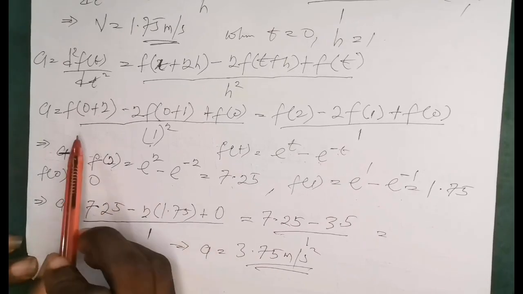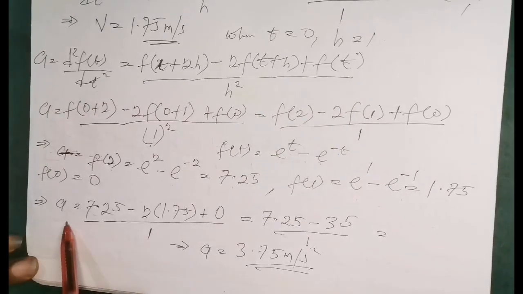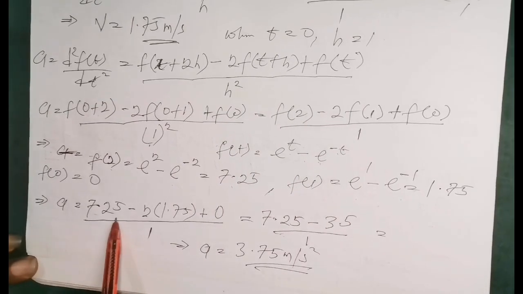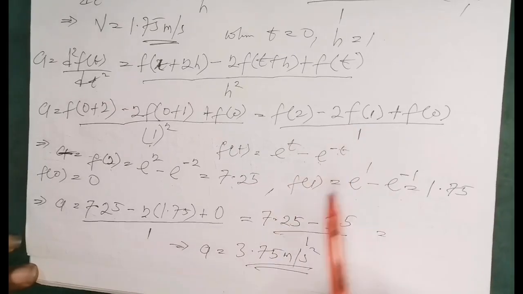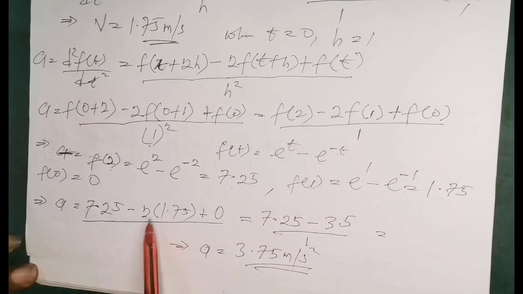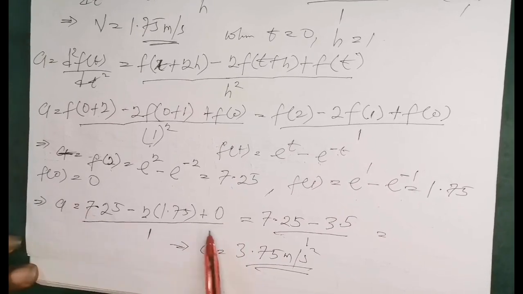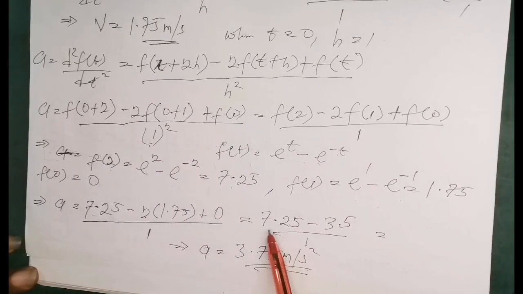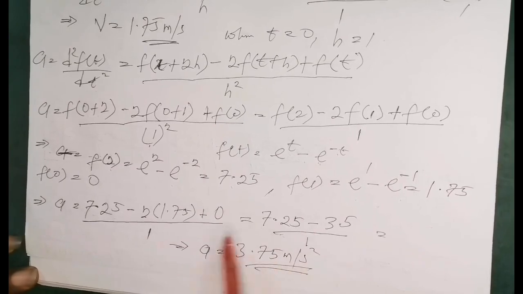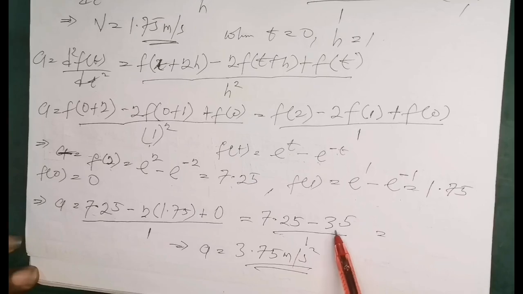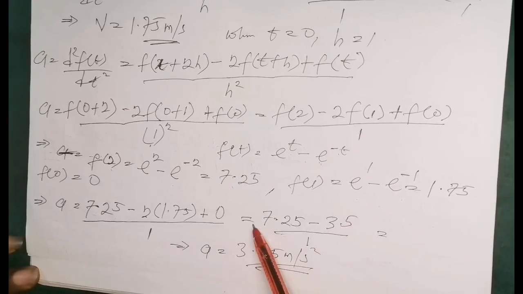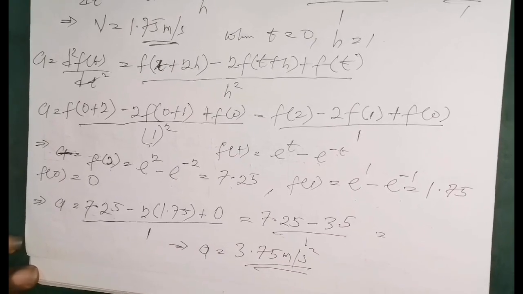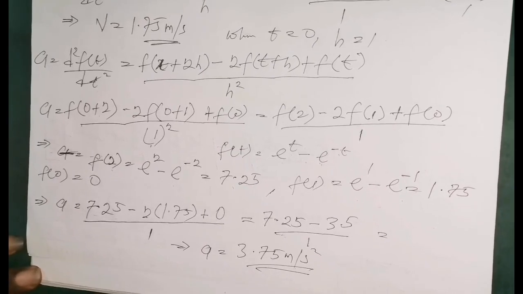So you plug that into this equation for acceleration. Acceleration becomes what? In place of f of 2, we had f of 2 to be 7.25, minus 2f of 1, which is 2 times f of 1 gave us 1.75, plus f of 0, and f of 0 is 0, so plus 0, all over h squared, which is 1 squared, which is 1. Okay, so this gives us 7.25 minus 2 times 1.75, which simply gives us 3.5. So 7.25 minus 3.5 gives acceleration to be 3.75 meters per second squared, and that's the value of the acceleration according to that question.